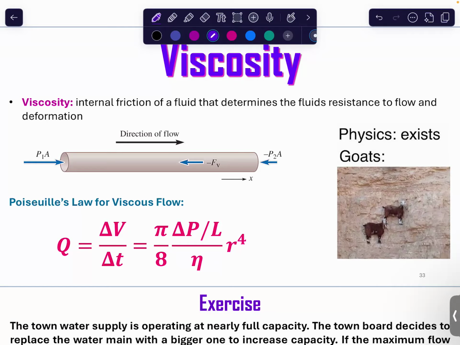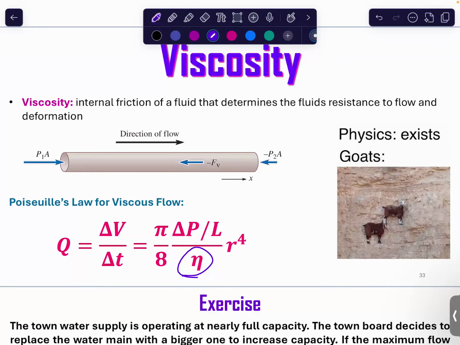Okay, so again, you have your volume rate of flow, delta V over delta T. It's going to be pi R to the 4th over 8 eta, times delta P over L. So delta P is the pressure difference between the ends of the pipe, L is the length of the pipe, R is the inner radius of your pipe, and eta is a number unique to the fluid, that's the fluid's viscosity.